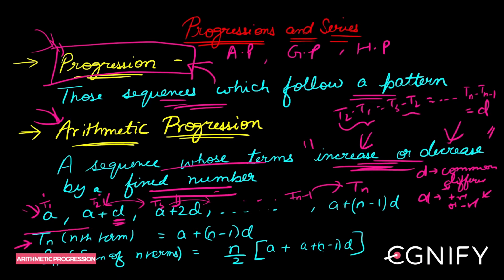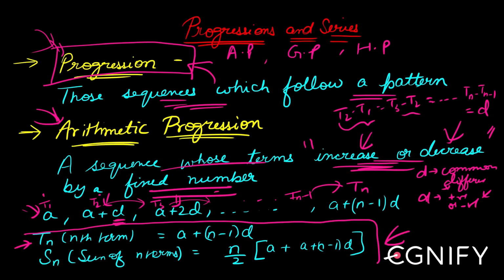We have two very crucial formulas. In fact, these formulas are good enough for you to deal with almost all the problems as far as arithmetic progressions are concerned. One is your nth term. As you can see, your first term is a, your second term is a plus d, your third term is a plus 2d, and the fourth term will be a plus 3d. Right? So a and d are common.